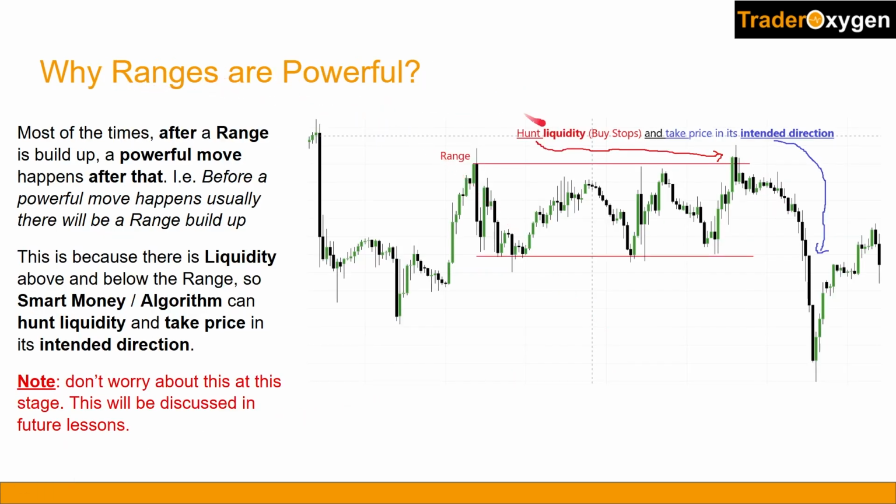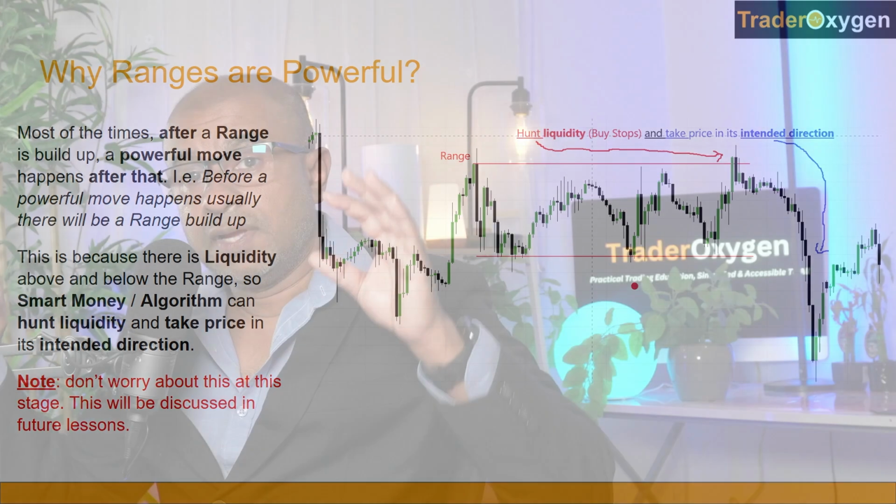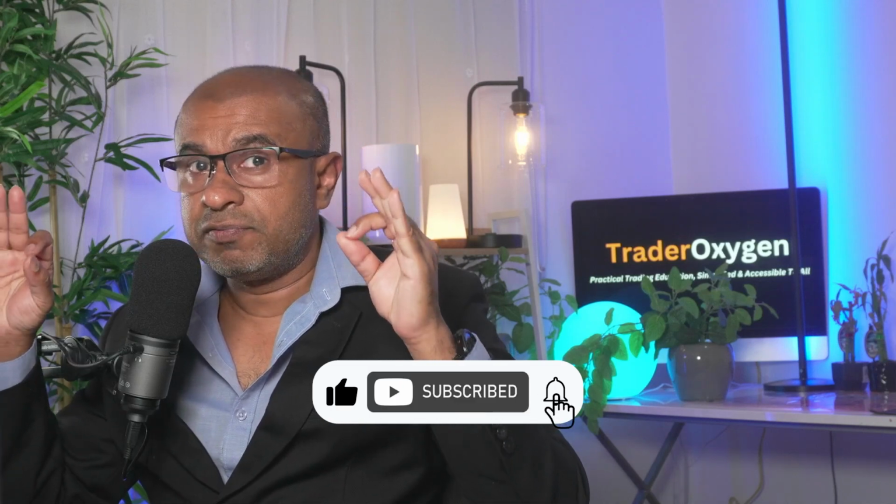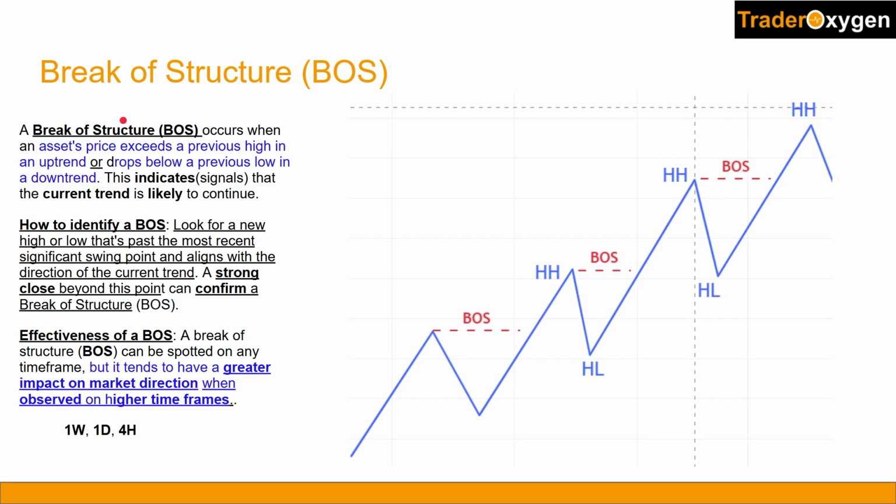So why ranges are powerful is exactly what we explained in the previous slide as well. Let's see what's next. Okay, so now let's look at how to correctly identify break of structure with chart examples. So what is a break of structure? It occurs when an asset's price exceeds a previous high in an uptrend. So see, this high exceeds this previous high.